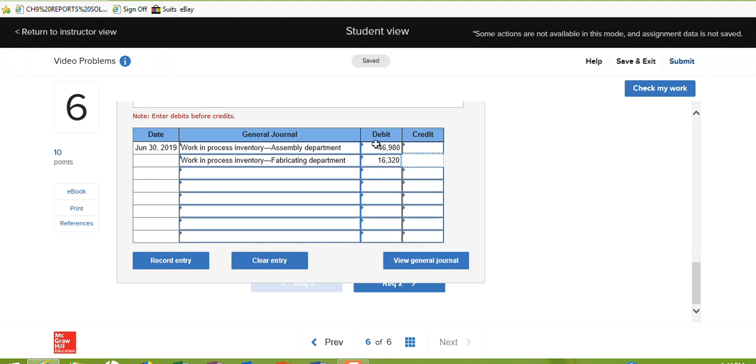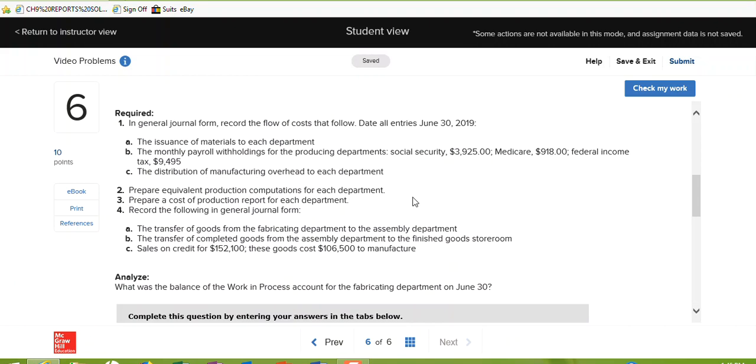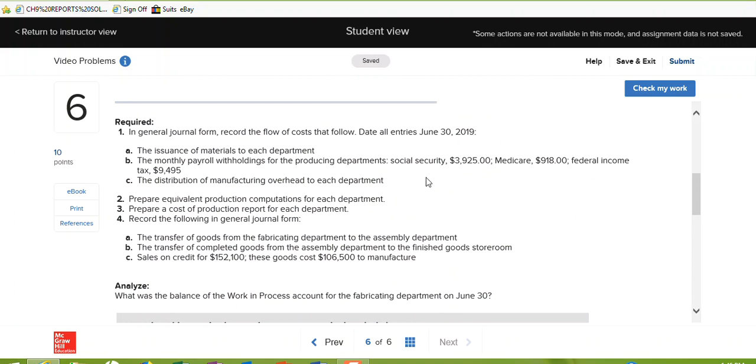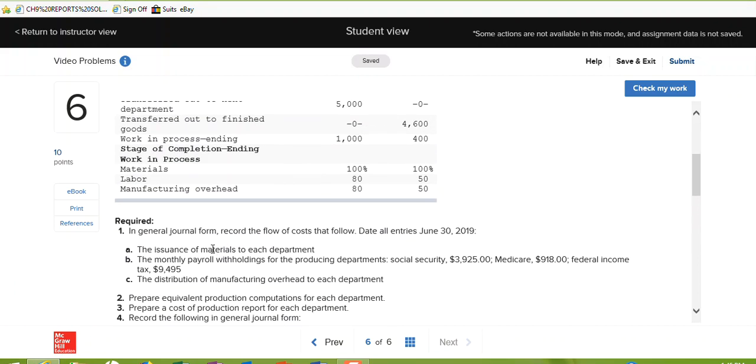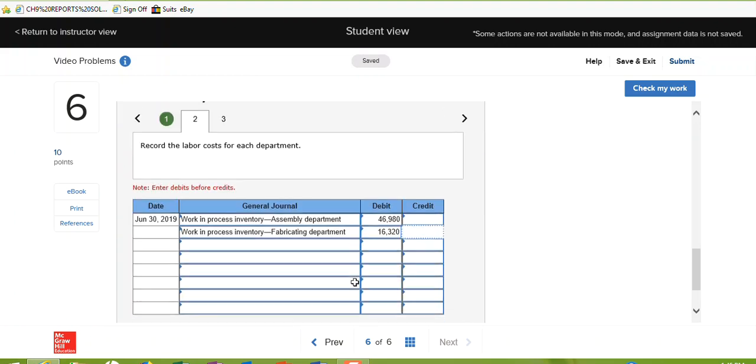All right, so this is our gross pay. Now this is almost like a payroll entry because we're going to have our gross pay, and then we're going to take out of our gross pay all of our deductions. And eventually we're going to get down to the net pay, which then goes to the employee. So we need to know what deductions we took out. So the gross pay is up here in the chart. We have got to know the withholdings, and that's in letter B of requirement 1. So we've got Social Security, Medicare, federal income tax, and it gives us the amount. So we're going to pull each of those amounts down.